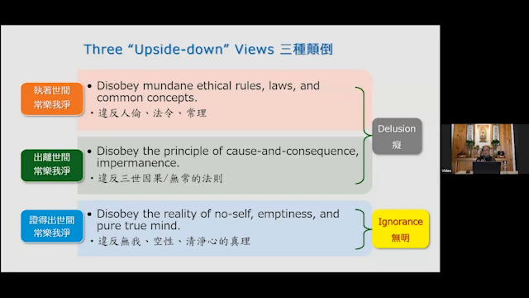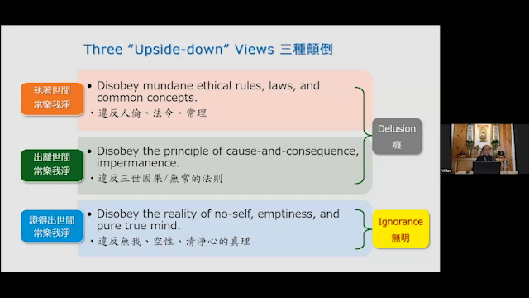No self. What is no self? Don't know, right? What is emptiness? Don't know. What is the pure mind? What are you talking about? My mind is not pure? Okay. So this is the fundamental ignorance: we don't know. Our mind is not luminous enough to know the true reality of no self, emptiness, and true mind.